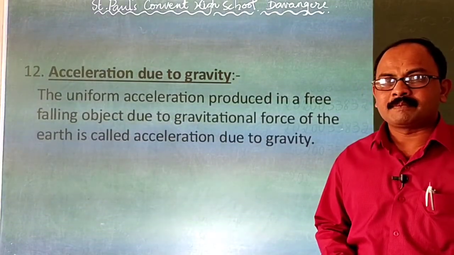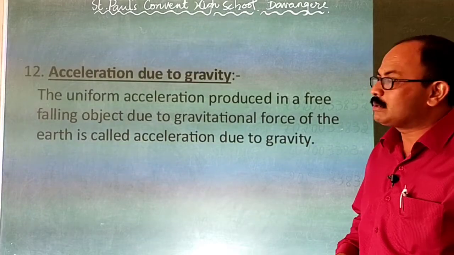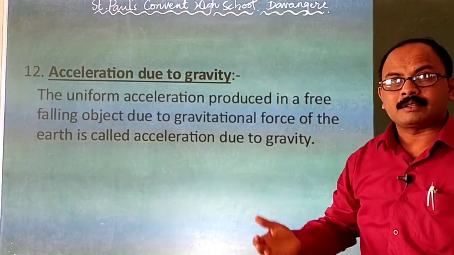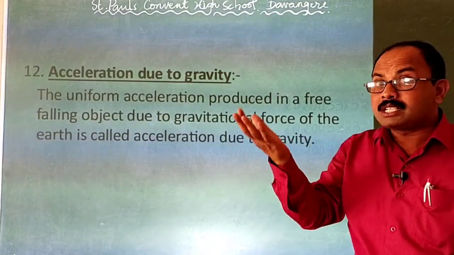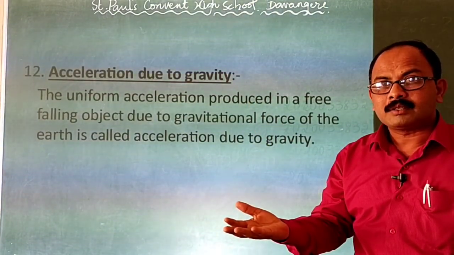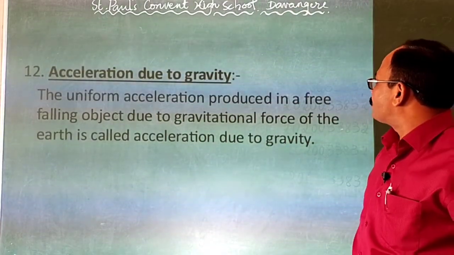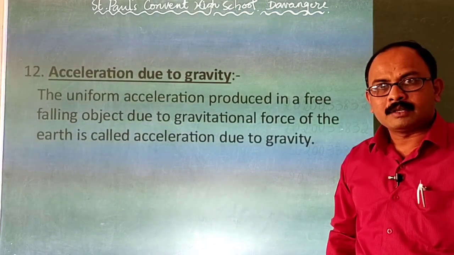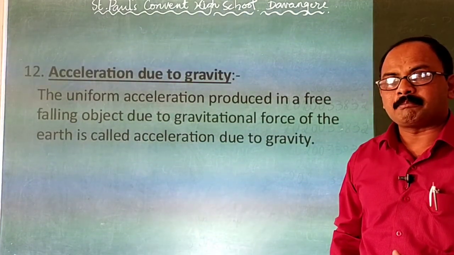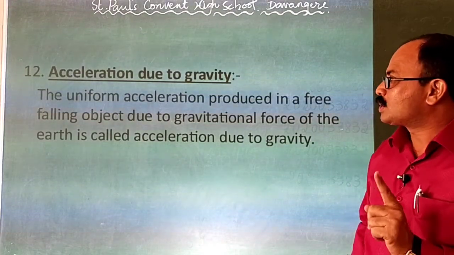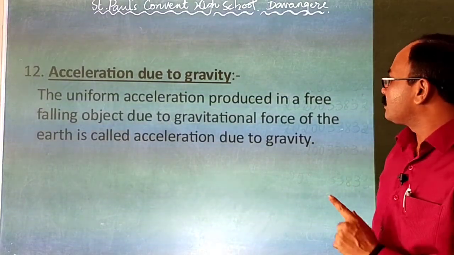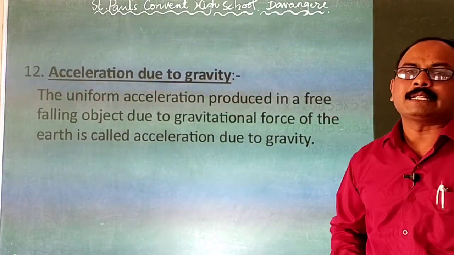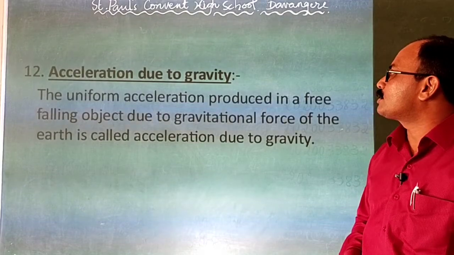Here the question is acceleration due to gravity. When an object is dropped from a height, there is change in its velocity. The uniform acceleration produced in a free falling object. When an object is dropped from a height, free fall takes place. That is an example of uniform acceleration. So, the uniform acceleration produced in a free-falling object due to gravitational force of the earth is called acceleration due to gravity.